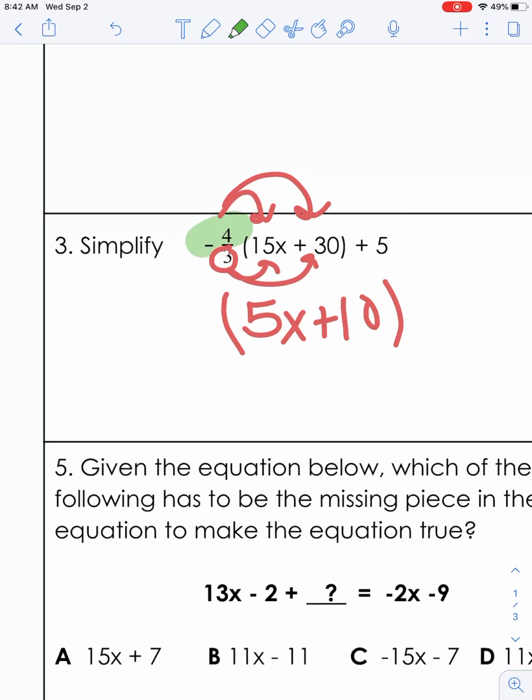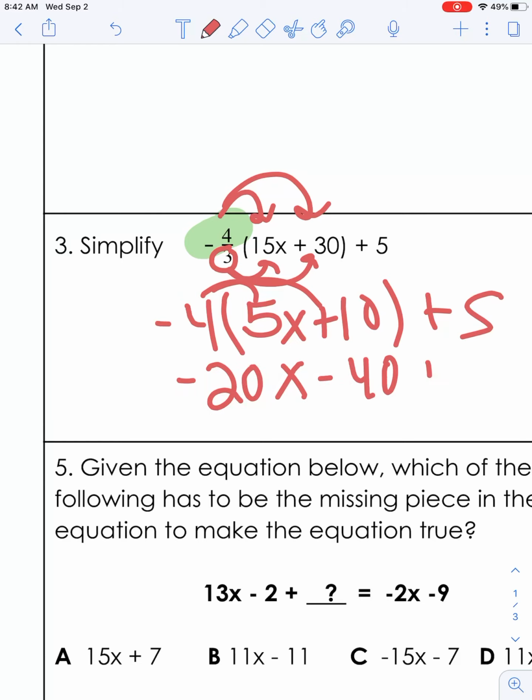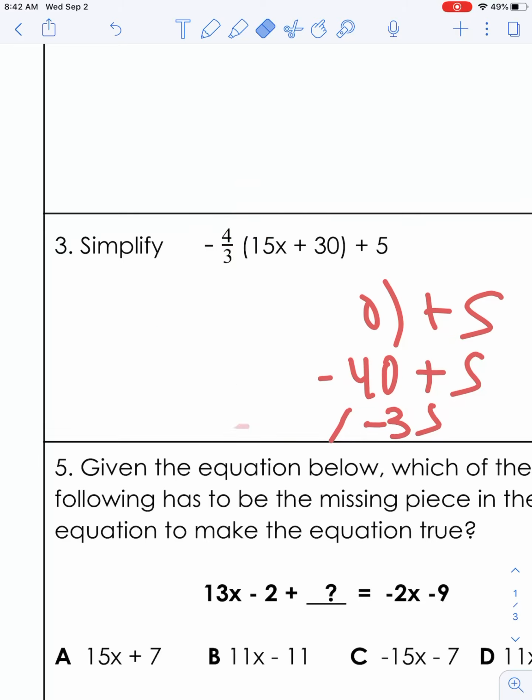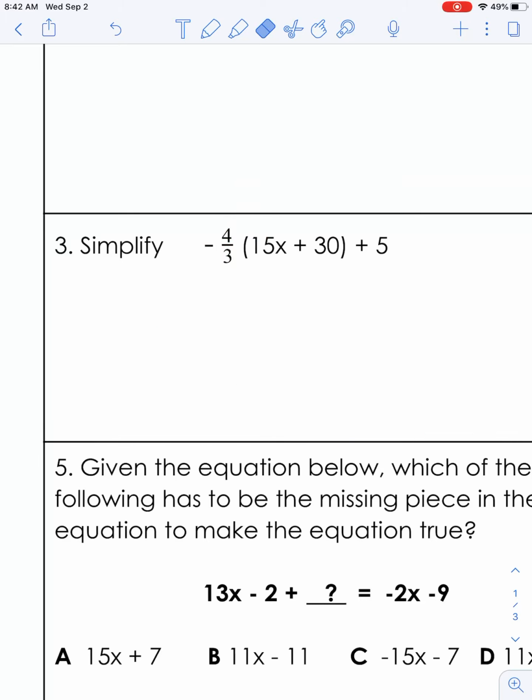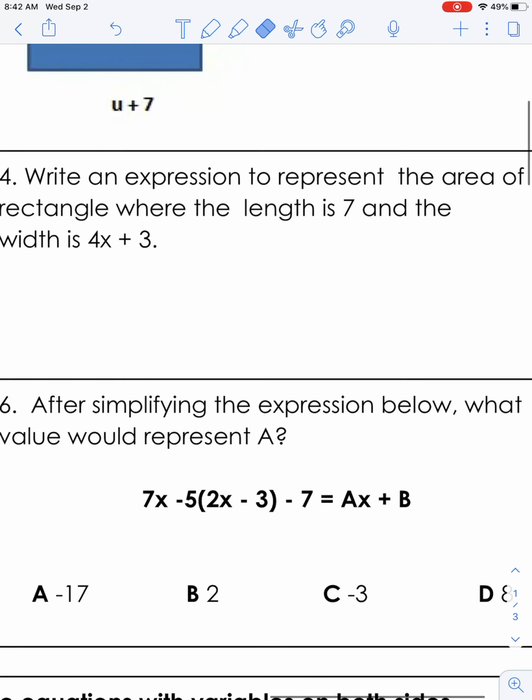Now we can take care of the negative 4 that's left in the numerator. So we need to also distribute that negative 4. That would give us negative 20x minus 40 plus 5. And our last step is to combine our like terms. So we have negative 20x minus 35. And that is my answer. Take good notes on these so you can use your notes on your test.